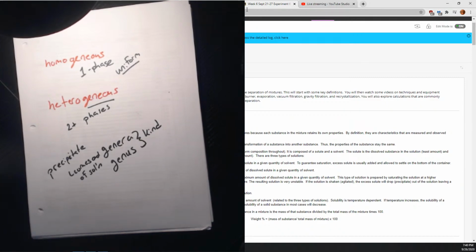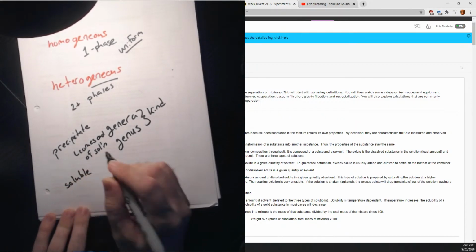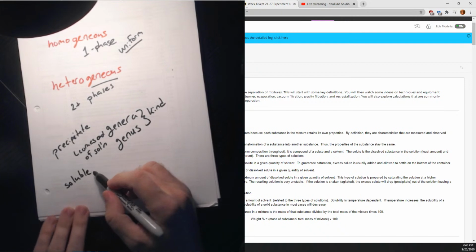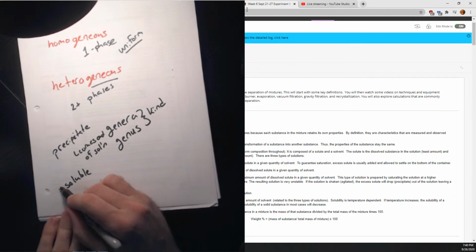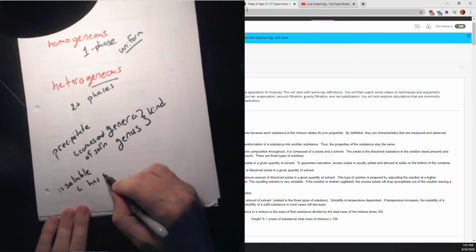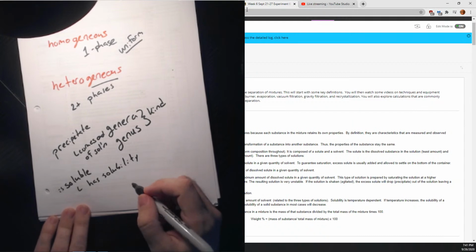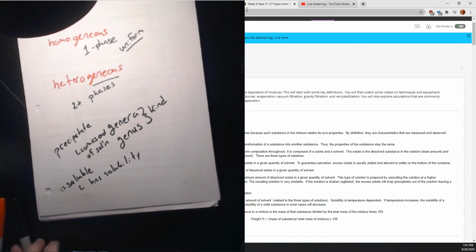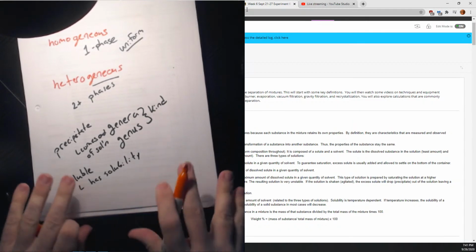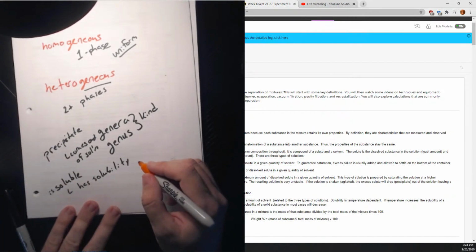You also need to know about solubility. If one thing can dissolve in another, it is soluble. And you can say that it has solubility. So solubility is the property of being able to dissolve one substance in another substance. And we measure that in a lot of different ways.